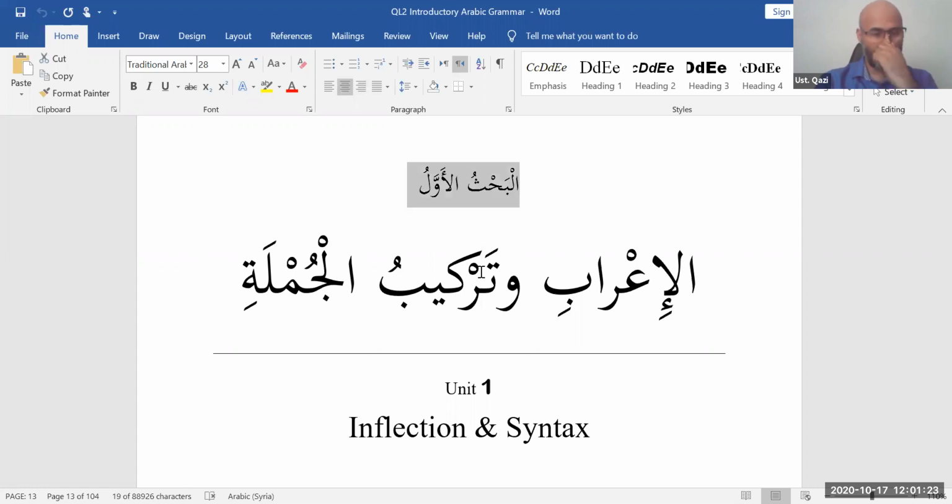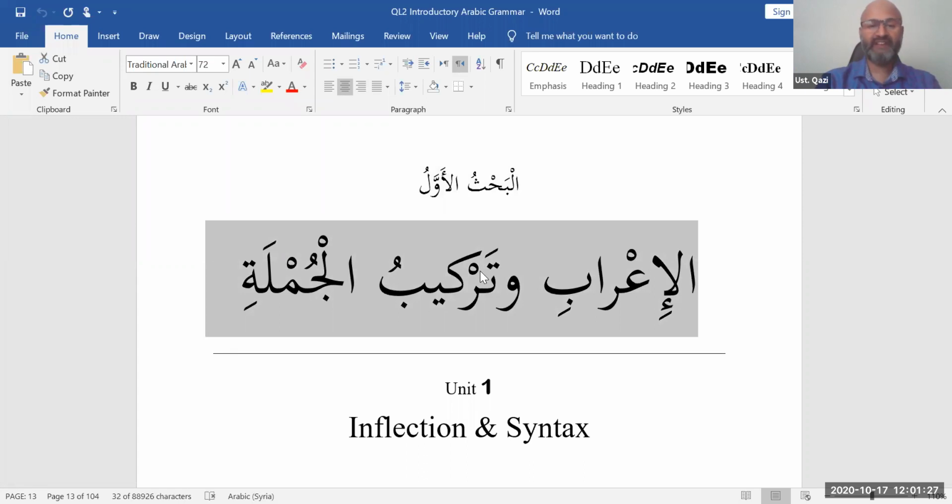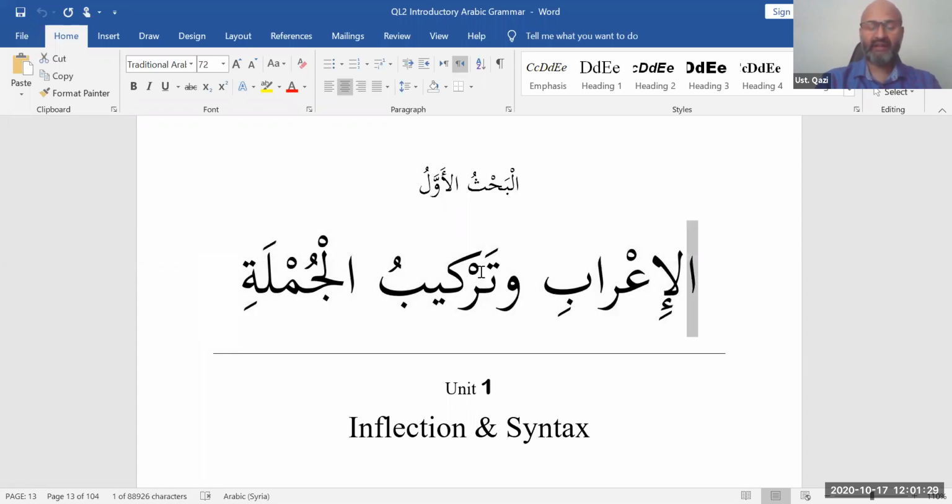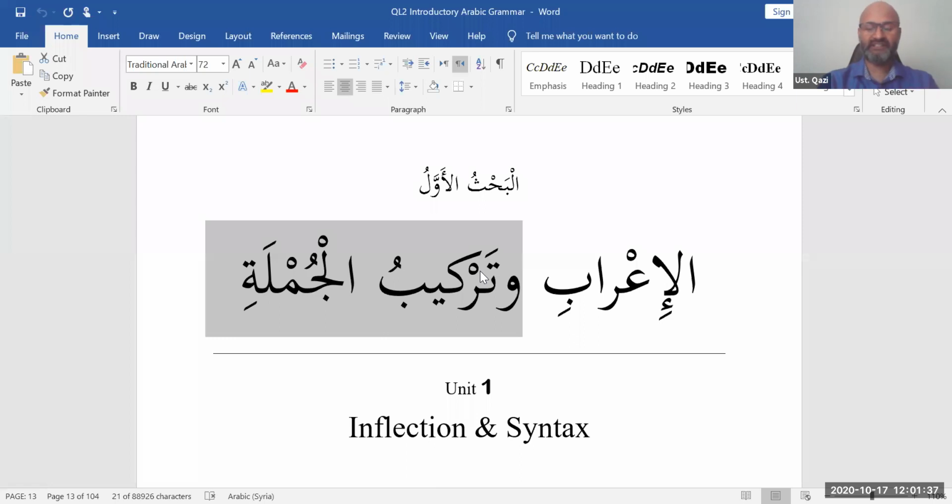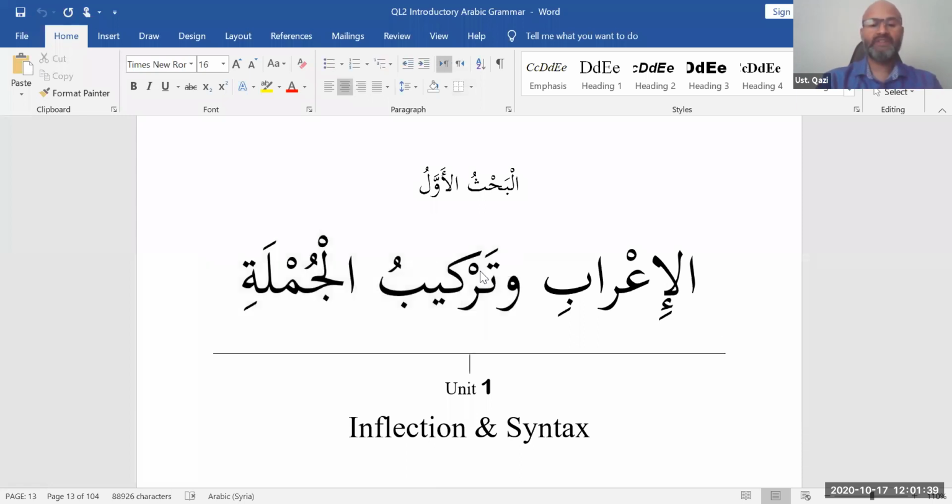البحث الأول, which is the unit 1, الإعراب وتركيب الجملة. الإعراب I'm translating as inflection, and تركيب الجملة, making a sentence, which is putting together a sentence, تركيب, which is syntax, word order, essentially. So that's the first unit. In this unit, we will look at inflection and syntax.